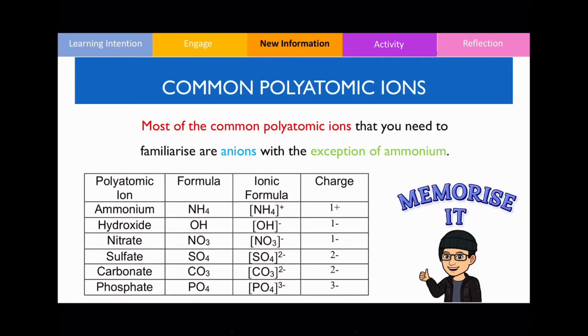So you need to know ammonium, hydroxide, nitrate, sulfate, carbonate, phosphate, so the names of them, as well as the ionic formula shown by this particular column, okay? Now, as shown by this table, most of the common polyatomic ions that you will encounter are mainly anions, okay? And as you can see here, most of them have a negative charge, with the exception of ammonium. So it should be relatively easy for you to memorize when you do a lot of practice with these sorts of questions.